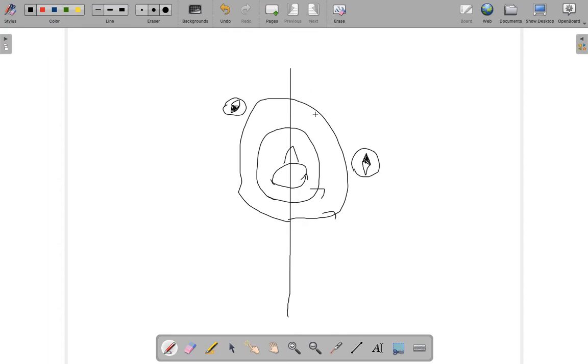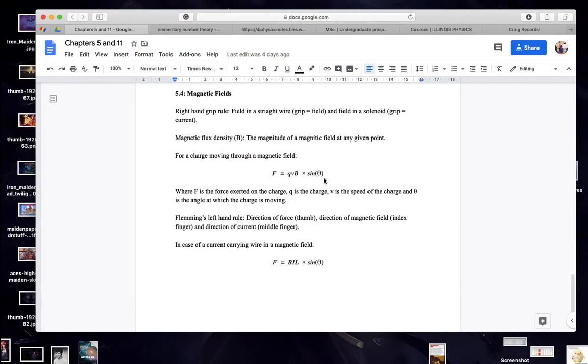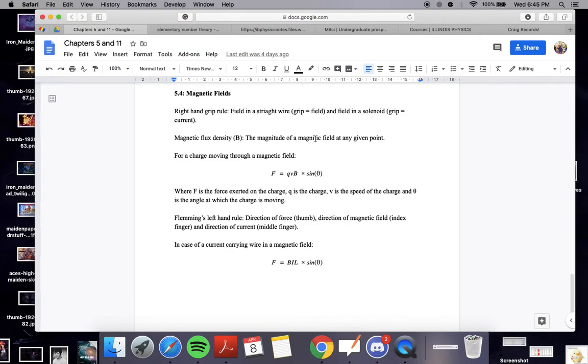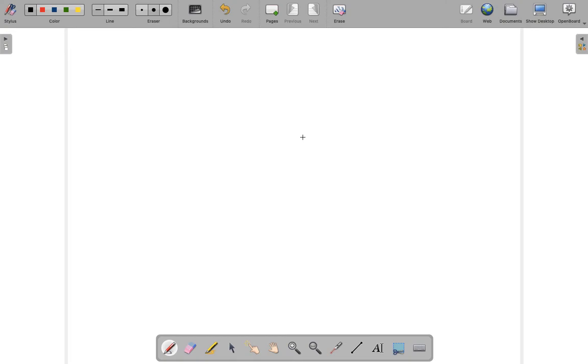Now, how do you find the direction of this magnetic field? You use the right-hand grip rule. So for the field in a straight wire, you take your right hand, put your thumb up, and you curve your fingers around the wire. So you have your thumb over here, and then you curve your fingers around it. Oh wait, that's a left hand, not a right hand. Sorry. So you have your thumb over here, then you have your fingers like that. Just trying my best to draw some fingers.